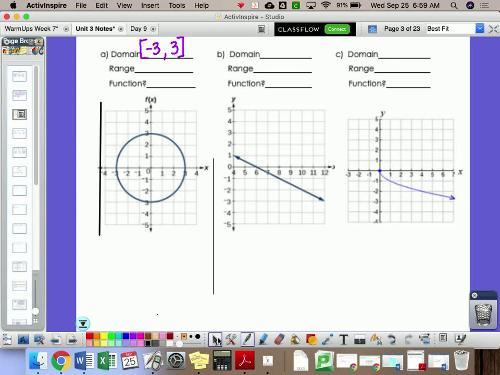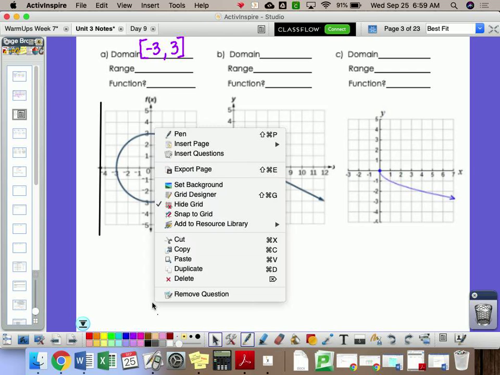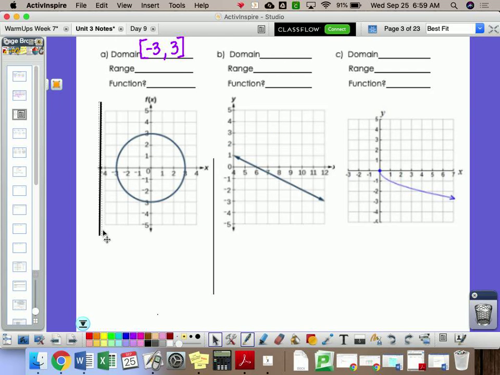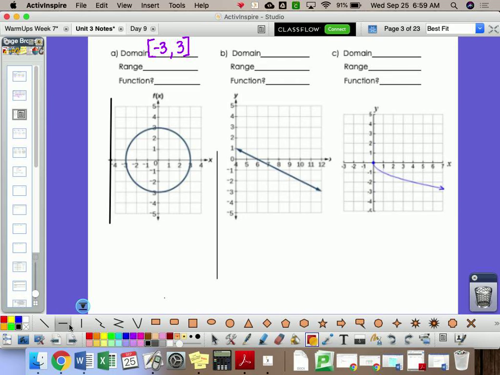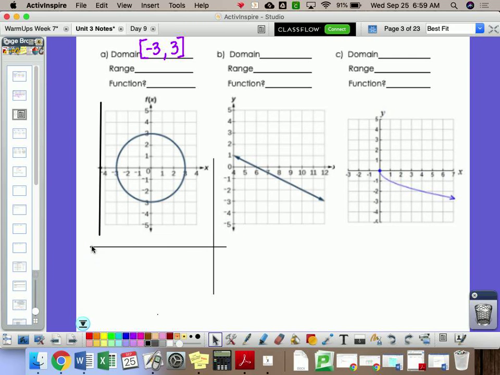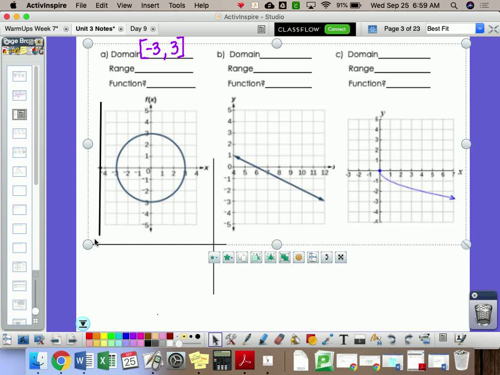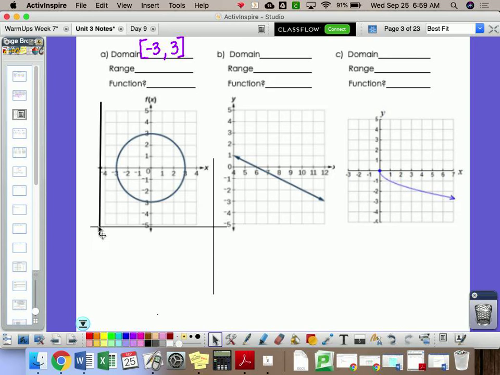Okay. Now I'm going to do that same thing with my y-axis. So if you want to use a line again, we're going to use a horizontal line this time because we're talking about the y-axis with range. So I'm going to take a horizontal line and I'm going to drag it across my graph.